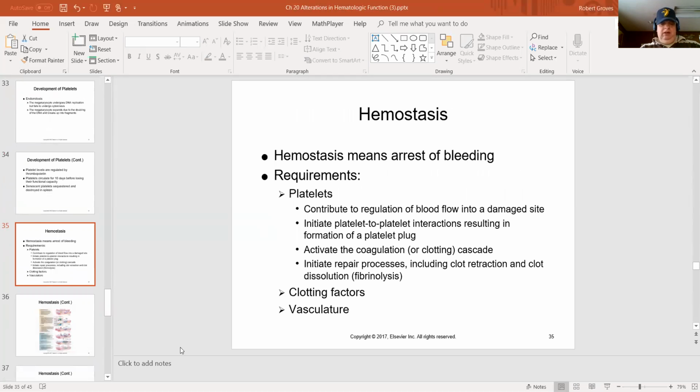Hemostasis simply means stop the bleeding. And there are three components required for stopping bleeding. One is platelets, the other is clotting factors, and the last is that you must have an intact vascular structure held together by endothelial cells. If your veins and arteries are leaking, then it doesn't matter how many platelets you have.